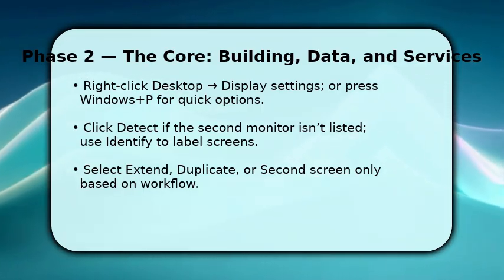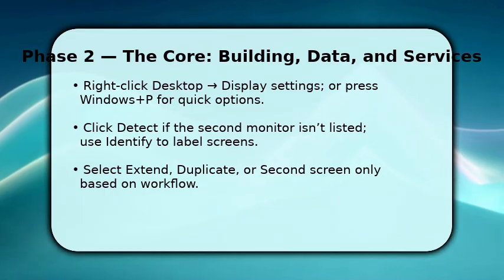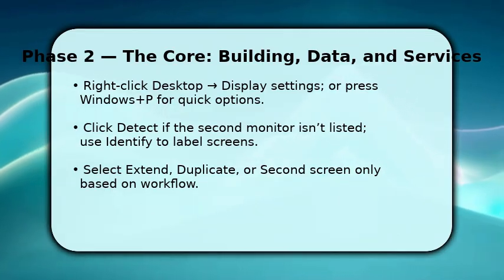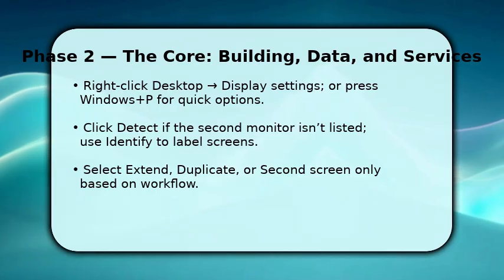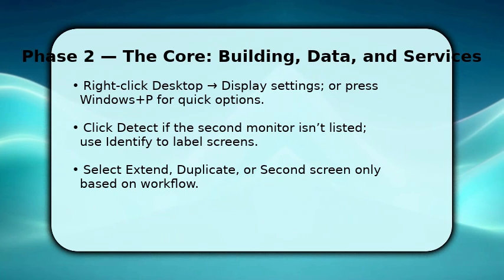Choose Extend to expand your desktop, Duplicate to mirror, or Second screen only for a single external display. Adjust scale and resolution per monitor so text and windows appear consistent between them.